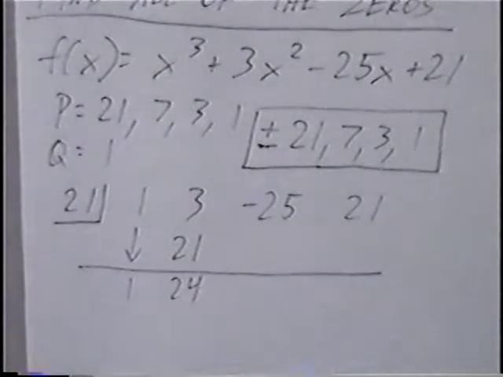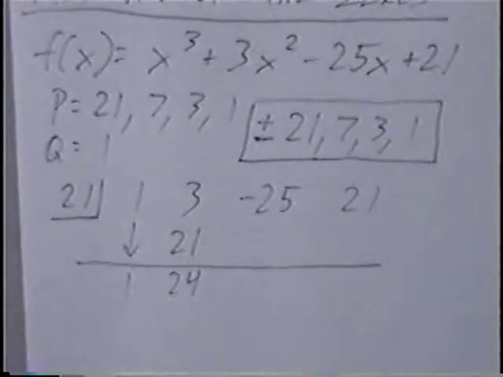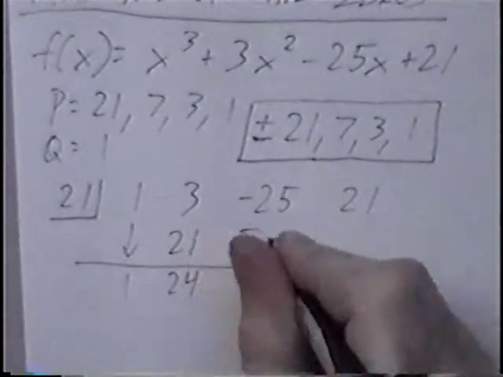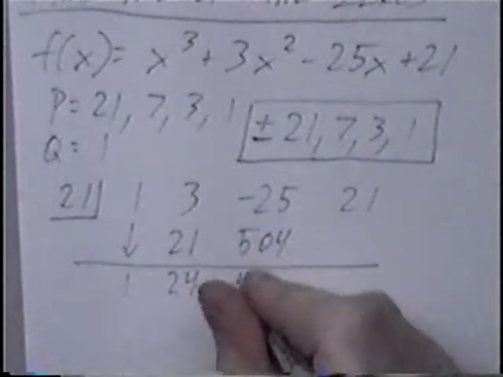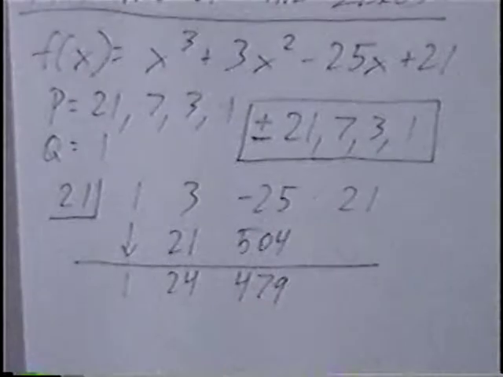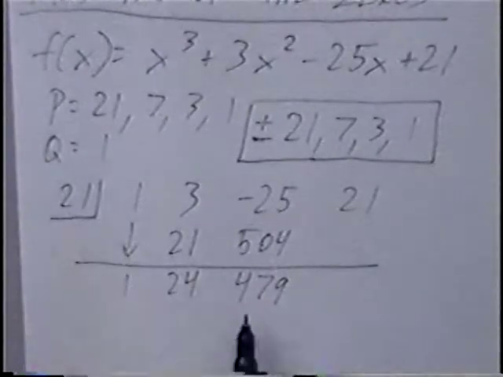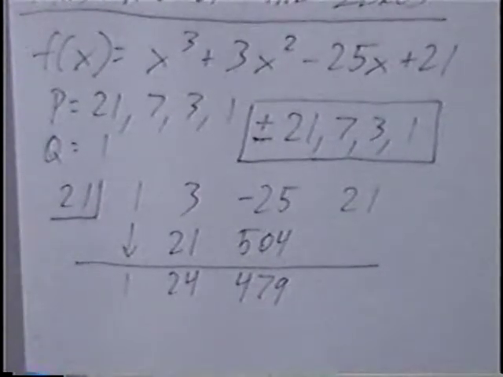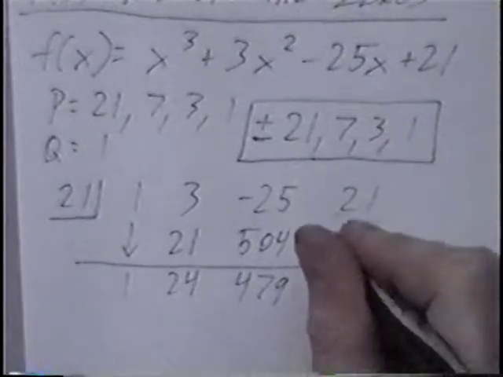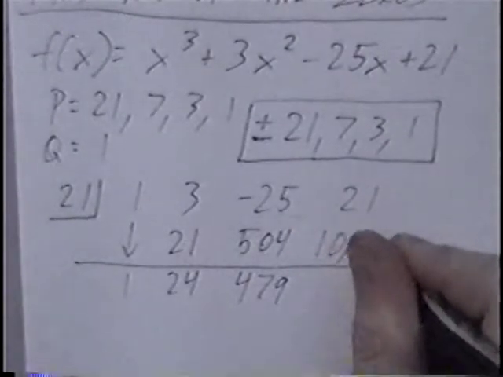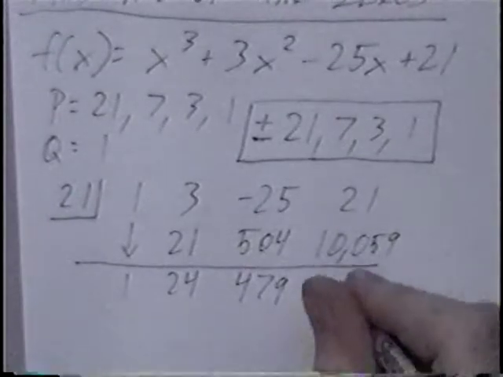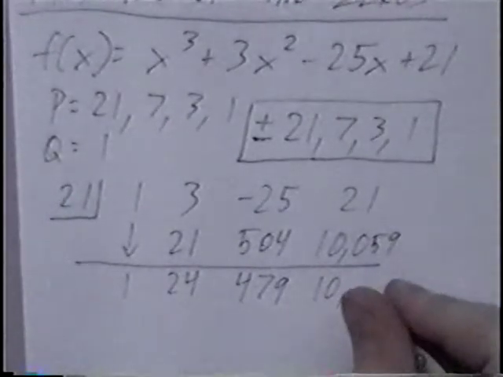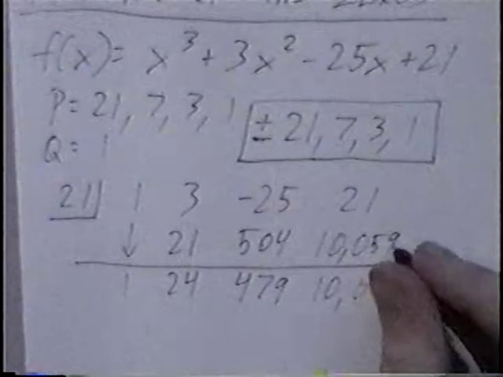21 times 24 would be 504. Negative 25 plus 504 would be 479. And multiplying again, 21 times 479 would be 10,059. Adding 21 to that would not be 0. It would be 10,080.